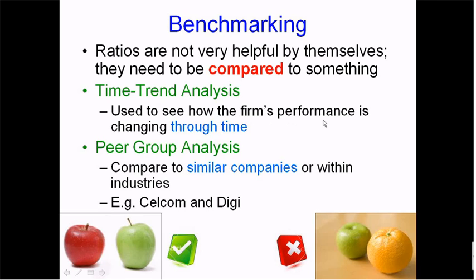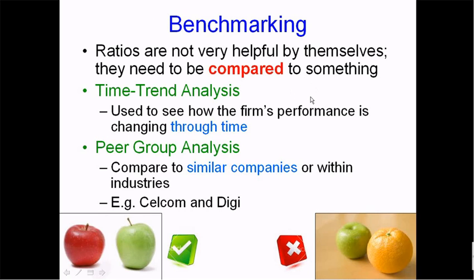It's used to see how the firm's performance is changing through time. Usually we will compare through different years, like let's say in 2010, what's the performance, 2011, 2012, 2013. If you have a bar chart, then from the bar chart itself, you can see whether the firm has improved or not in terms of performance. So we will first calculate ratios and then we compare among different years. We call that time trend analysis. This is one method of benchmarking, of making comparison.